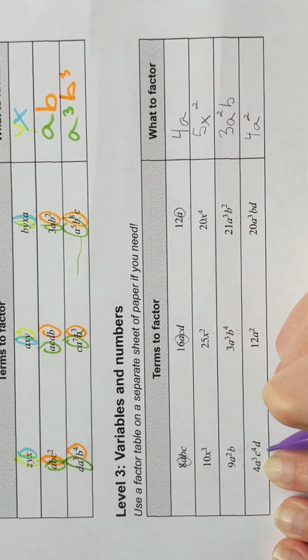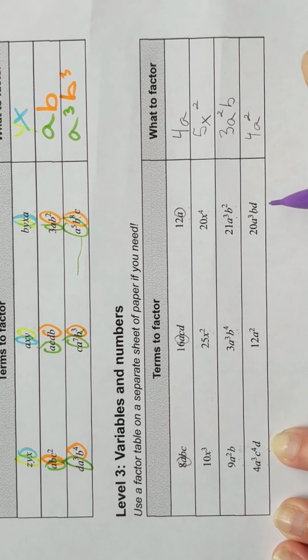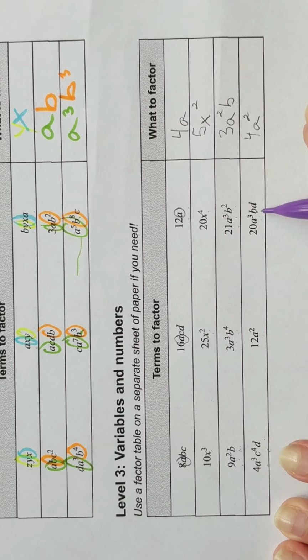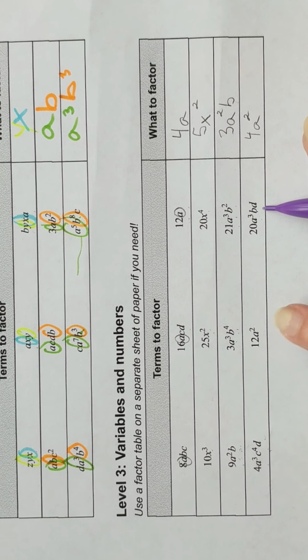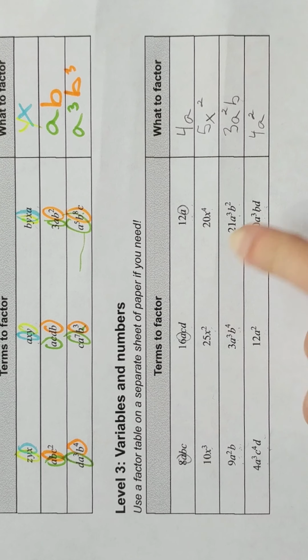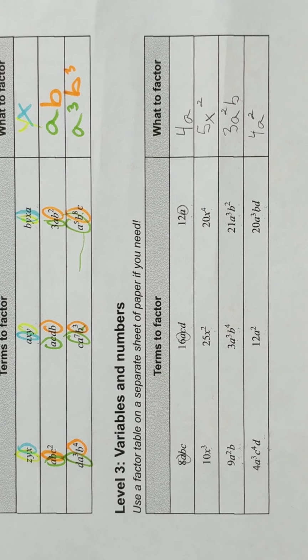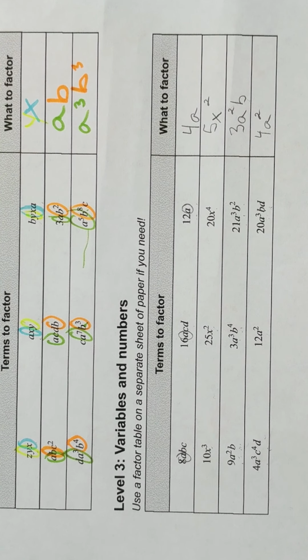C is only present in the first one, so there's no way I can do that. D is in both the first and the third one, but I can't take it because it's not in the second one. And B is only in the last one, so I'm done here. I can take a 4a squared from every single one of these terms. And that's it.